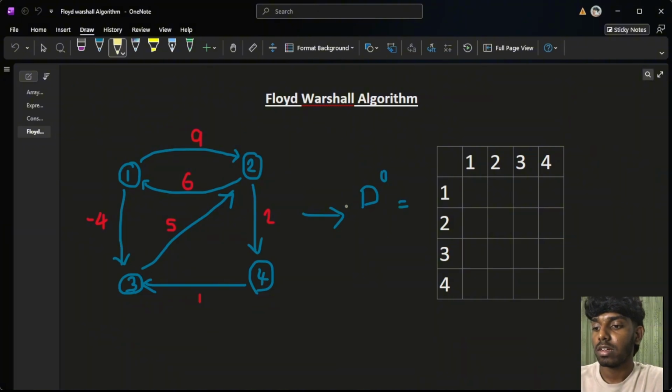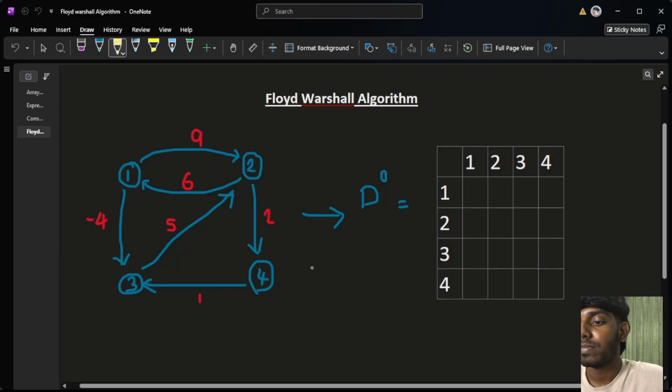Okay, so right now we're going to find the shortest path of each pair of vertices of this weighted graph. For that, we're going to draw the distance matrix, and we have to follow some certain rules. All the diagonal elements would be marked as 0 because we don't have any edge, like in this case 1 to 1, 2 to 2, 3 to 3, 4 to 4. Therefore, we're going to mark these as zeros.